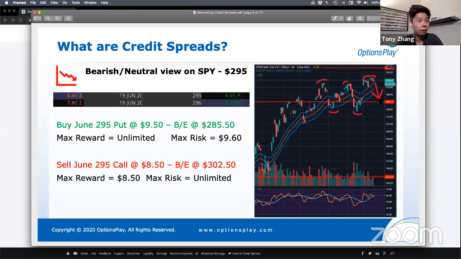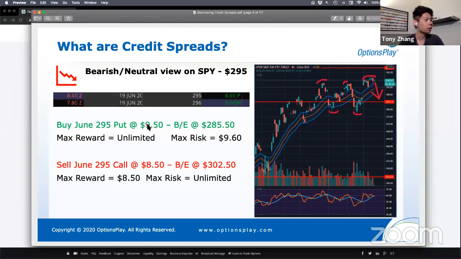It's trading around 295. So naturally, as a first-time options trader, when you think a stock is going to move lower like SPY, what do you do? You buy a put option. That's a simple option strategy that allows you to take a bearish view. So let's take a look at a June 295 put trading at about $8.65 here.